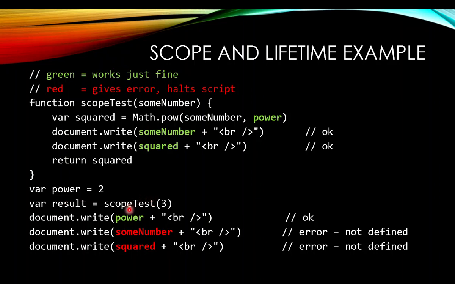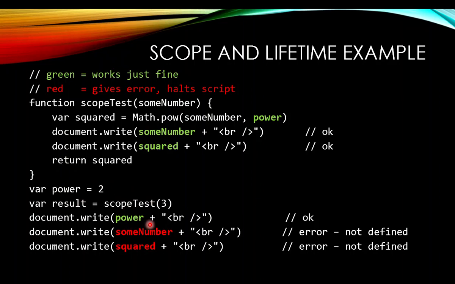I can certainly write it out. I can write out power because power is right here, right? It's created here. It's a global variable. I can write out its value. But what if I tried to write out some number? Some number does not exist in this context. It is not defined. You're going to get an error that says some number not defined. You're not going to get anything.